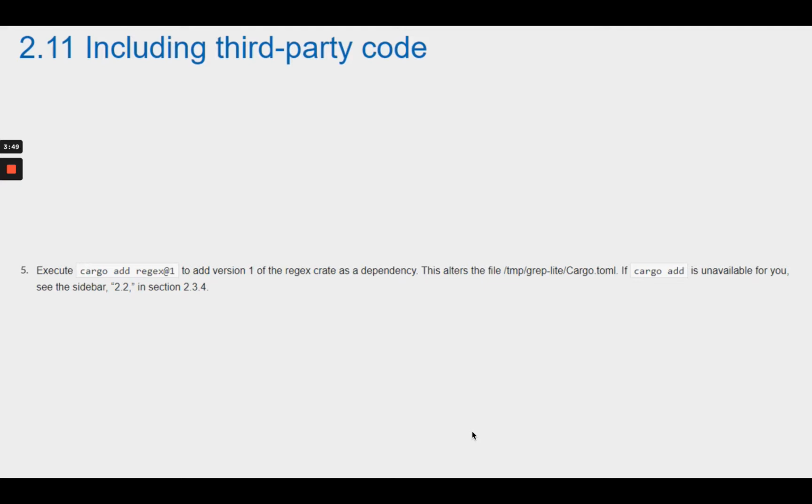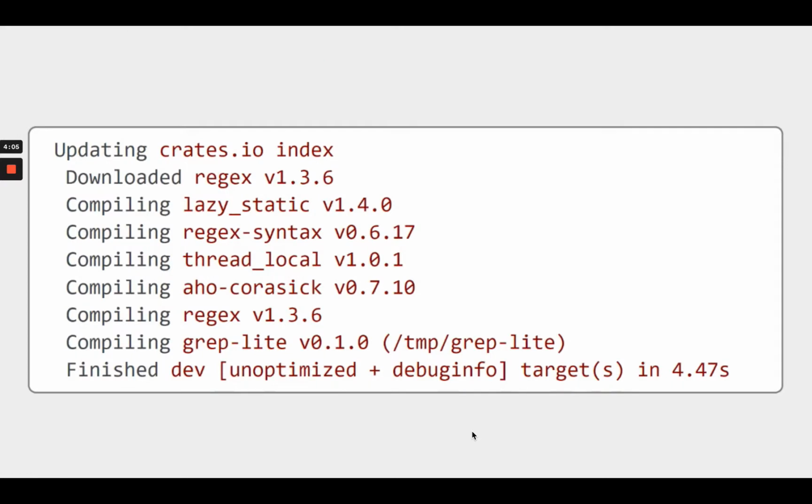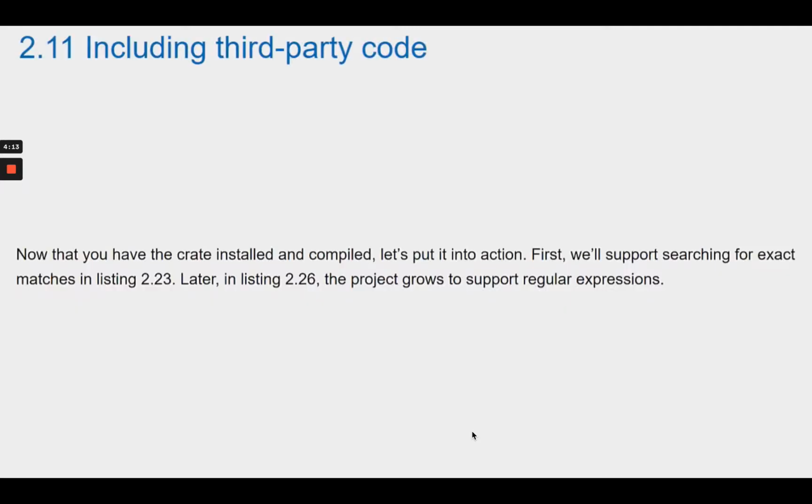This alters the file /tmp/grep-lite/Cargo.toml. If cargo add is unavailable for you, see the sidebar 2.2 in section 2.3.4. 6. Run cargo build. You should see output fairly similar to the following begin to appear. Now that you have the crate installed and compiled, let's put it into action. First, we'll support searching for exact matches in listing 2.23. Later, in listing 2.26, the project grows to support regular expressions.